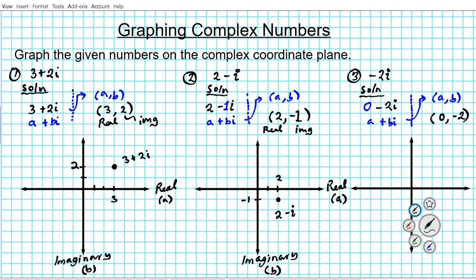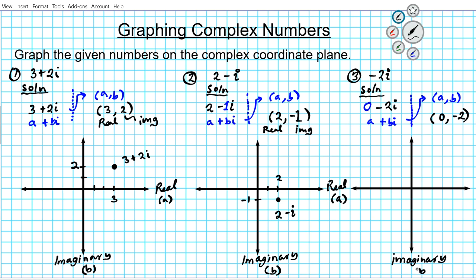Okay, so all we just have to do is graph the point 0, negative 2, and we are good to advance. Let's do it. So let's label our axis first. This vertical axis is our imaginary axis. That's where we're going to graph our b value. And then we know that the horizontal axis is the real axis.